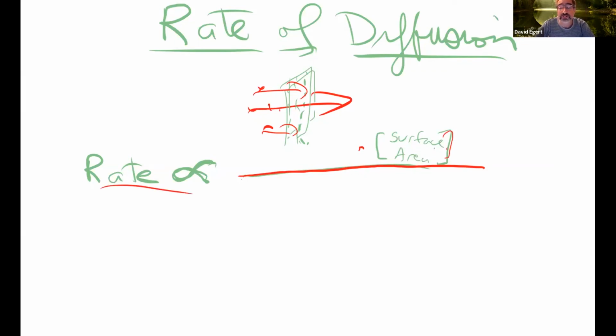Okay, then I just heard another really important one. Concentration gradient. Yeah, concentration gradient. That's also up on the top here. The higher the difference between the two sides in concentration, and gradient means the difference, the larger the difference, the faster the rate.